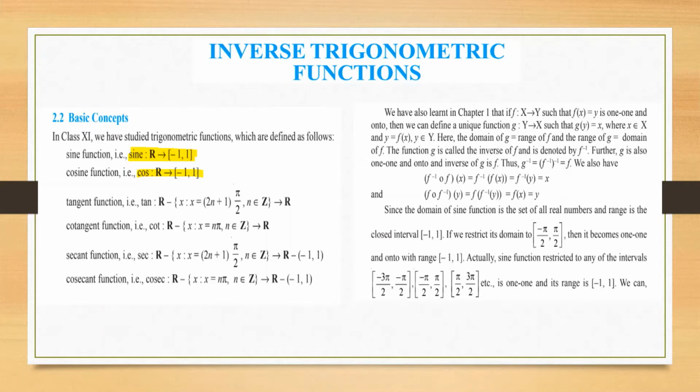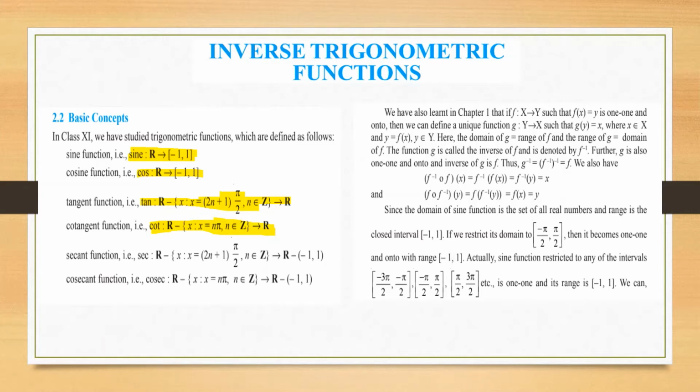The tangent function is a mapping from R minus (2n plus 1) pi by 2, n belongs to Z, to R. Cotangent is a mapping from R minus x equal to n pi, for n belonging to Z, to R.